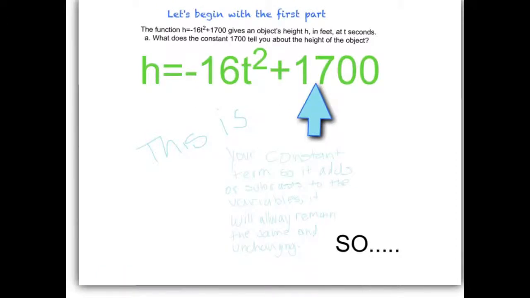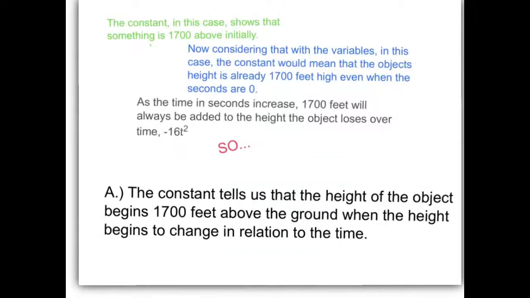Let's begin with the first part. The function h is equal to negative 16t squared plus 1,700 gives an object's height, h, in feet at t seconds. So what does the constant 1,700 tell you about the height of the object? Well, 1,700 is your constant term, so it adds to or subtracts from the variable terms. It will always remain the same, and it remains unchanging. The constant in this case shows that the object is initially 1,700 feet above the ground.